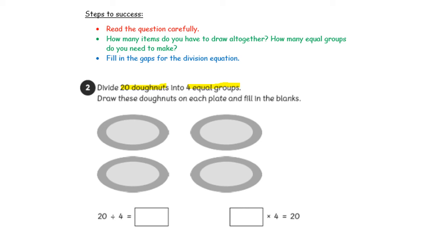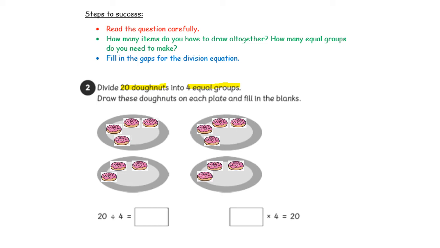So we've got 20 donuts we're going to put on our 4 different plates. So 1, 2, 3, 4, 5, 6, 7, 8, 9, 10, 11, 12, 13, 14, 15, 16, 17, 18, 19, 20. So now we've divided the 20 donuts into the 4 groups. Okay, so how many donuts do you have on each plate? 20 divided by 4 equals what? And then something times 4 is 20. I'll leave you to fill in those gaps.